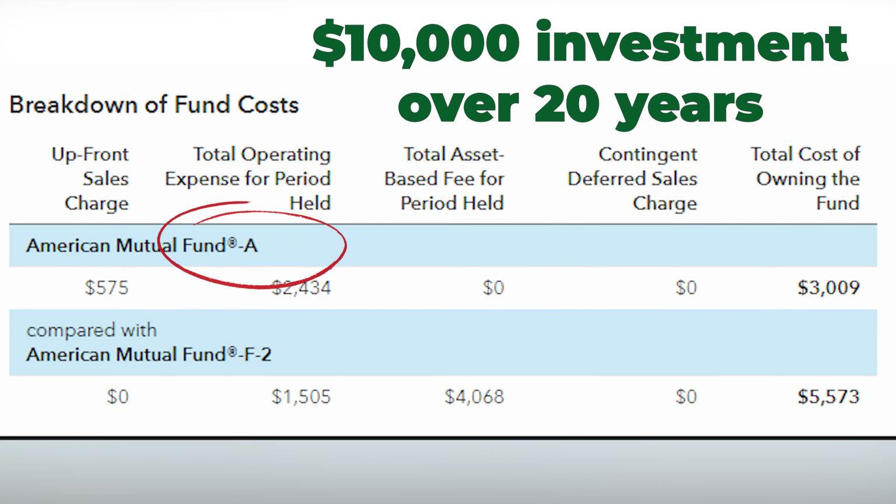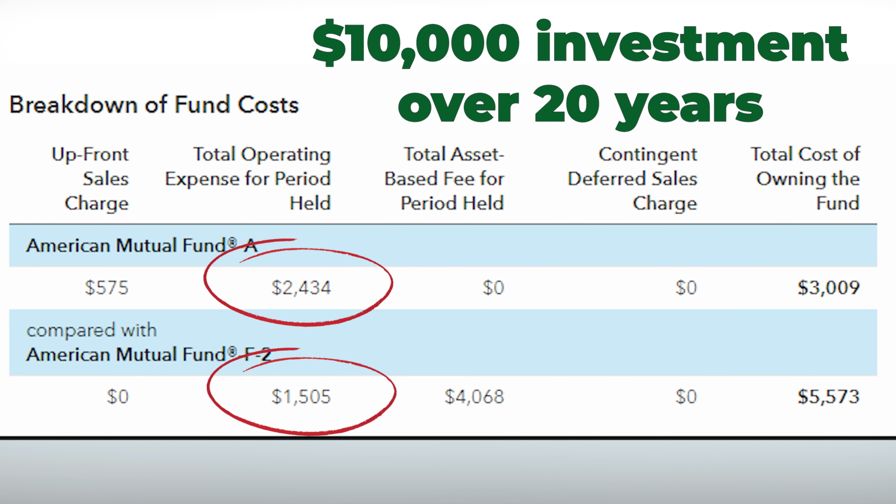Here we have a hypothetical example comparing a $10,000 investment in A shares versus F2 shares with the 1% fee. For the A shares, we're showing the maximum upfront load of 5.75%. So you can see here, you start off with a $575 fee. Ugh, who wants to pay that? The A shares also have higher ongoing expenses.